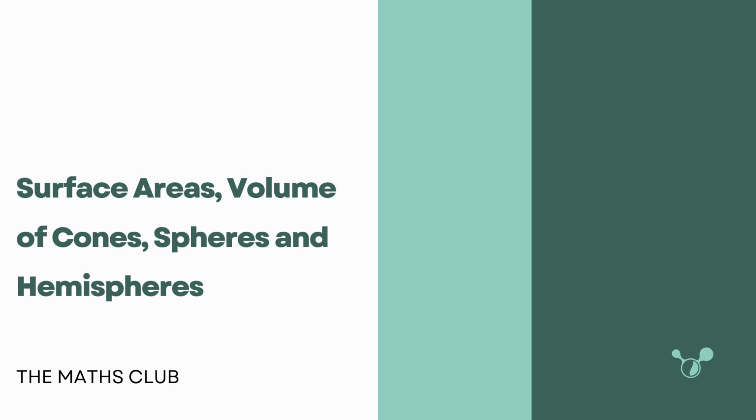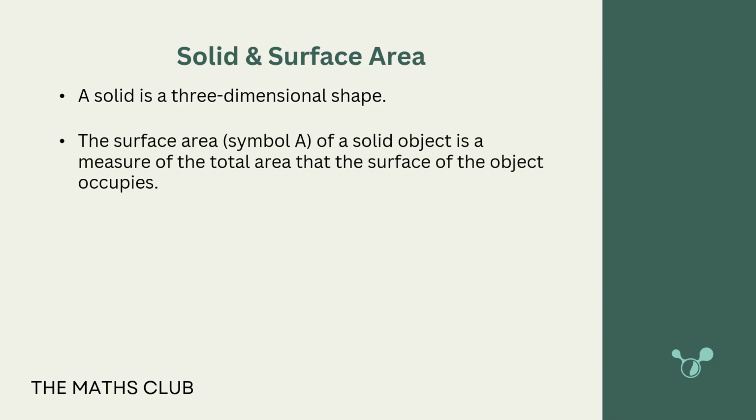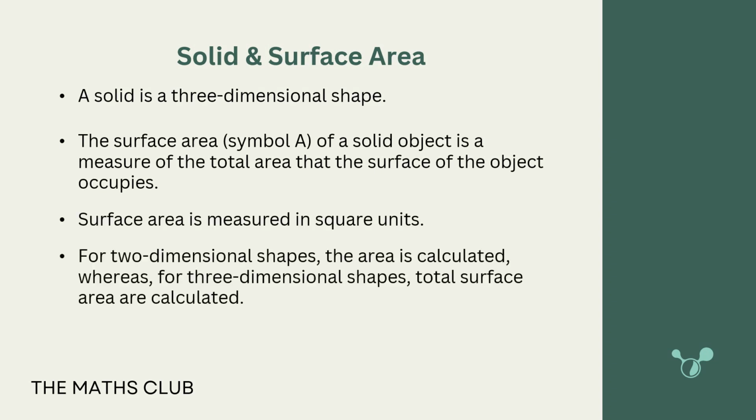Let's get started. Solids and surface area. A solid is a three-dimensional shape, and the surface area, symbol A, of a solid object measures the total area that the surface of the object occupies. We discussed this in the previous video; I'm just reiterating it. Surface area is measured in square units. For two-dimensional shapes, area is calculated. For three-dimensional shapes, we talk about total surface area.